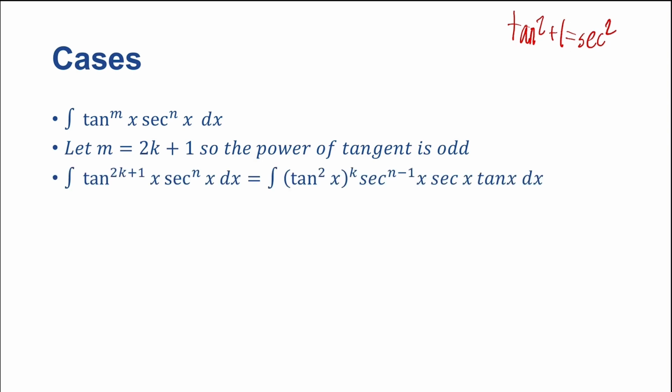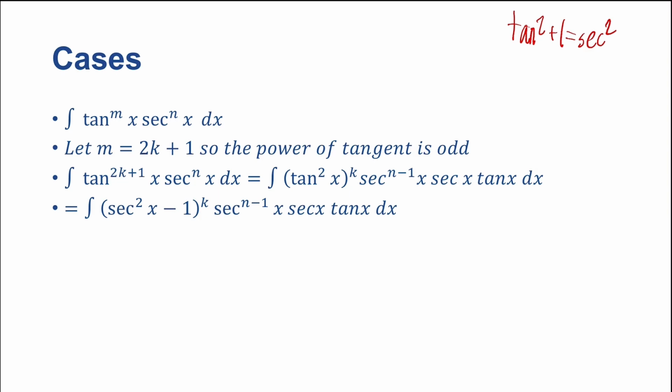So what we do is a similar kind of thing, getting to that Pythagorean identity. We do tangent to the 2k plus 1 of x times secant to the n of x dx, which is equal to the integral of tangent squared of x to the kth power times secant to the n minus 1 of x times secant x tangent x dx. That's equal to the integral of secant squared of x minus 1 to the kth power times secant to the n minus 1 of x times secant x tangent x dx, right?